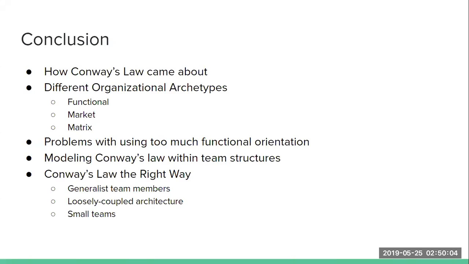And finally, how Conway's Law can be used the right way to create generalist team members trained to cover multiple areas of work, loosely coupled architectures for improved productivity and deployment outcomes, and small teams through the two-pizza rule.